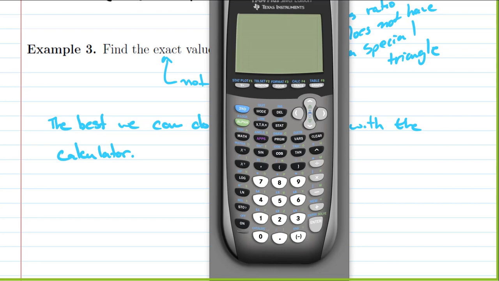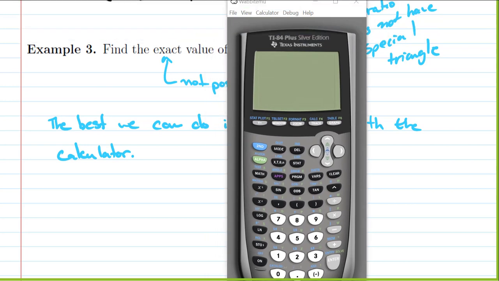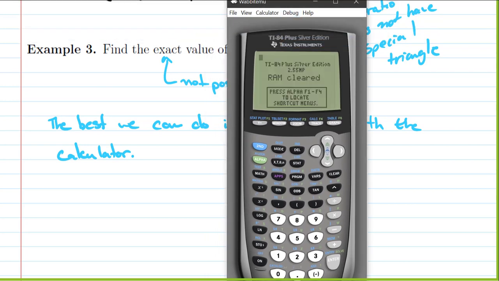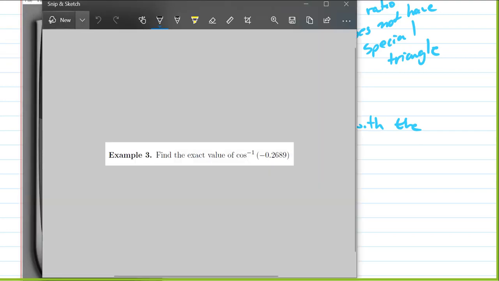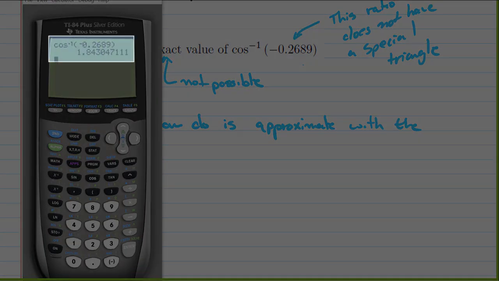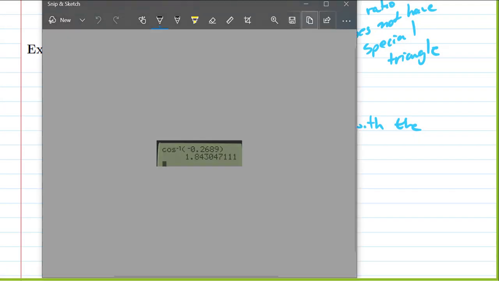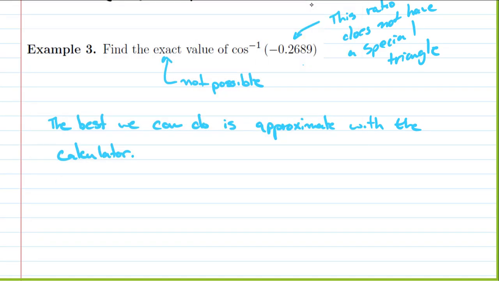So we grab our calculator, and we want to put this in. We go second cosine to get our cosine inverse, and then we have negative 0.2689, close our parentheses, and we hit enter. And that is going to be our approximation.